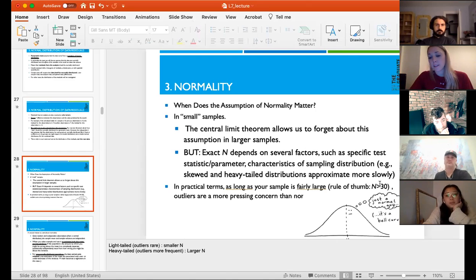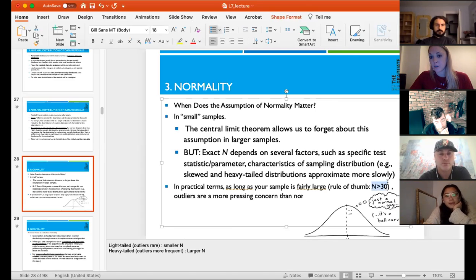That's also not to say that the rule of 30 is enough to get you an effect, right? So your effect size, you might need more than 30 if you have a small effect size to be able to detect an effect. The rule of 30 is just enough to meet this sort of normality assumption of the sampling distribution.